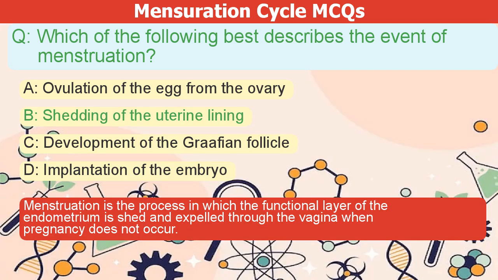The correct answer is B. Menstruation is the process in which the functional layer of the endometrium is shed and expelled through the vagina when pregnancy does not occur.